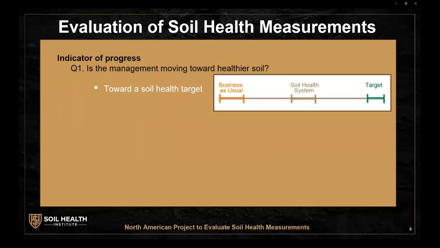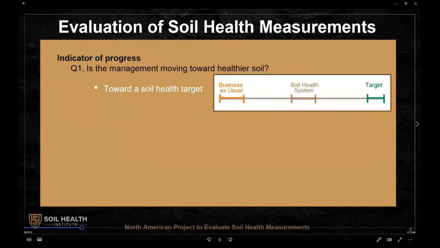People might want to use a soil health assessment as an indicator of progress. They want to know if their management is making their soil healthier. To do that, we are working on a program for soil health targets, which will be described in more detail in a talk by Dr. Christine Morgan at the upcoming Tri-Societies meeting. But we're also going to talk about that a little bit more today.